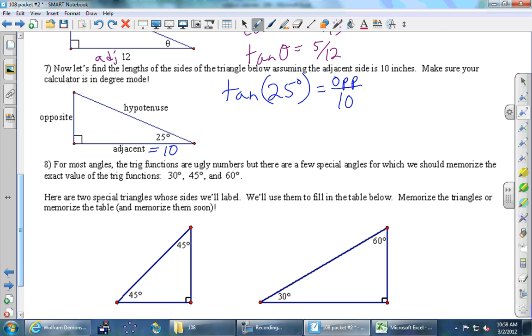We can think of it like Googling, like it exists. We just have to figure out what it is. And so you can actually go on Google and ask it for tangent of 25. The calculator can also tell you what the tangent of 25 is. So let's look it up.